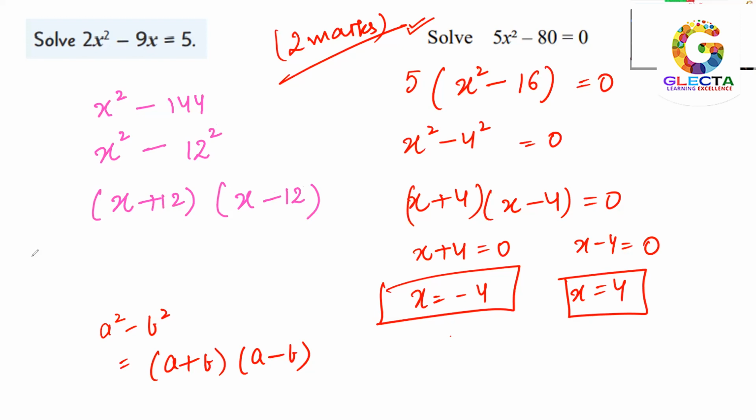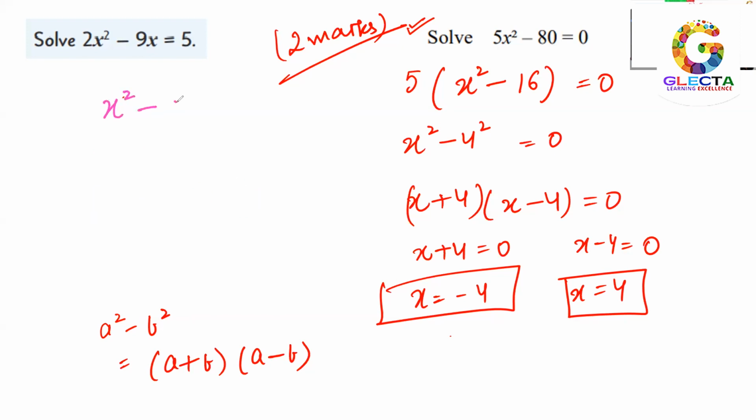If I write x squared take away 36, Rita, can you please tell me how can I factorize this?